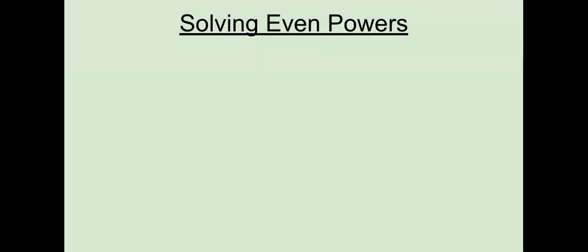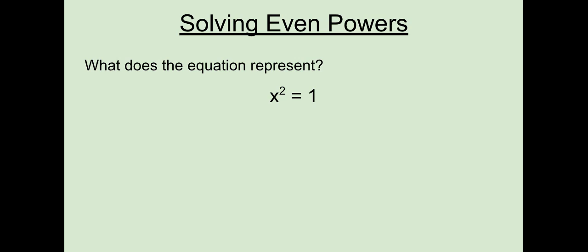Let's solve an even power. We'll get our lowest even. So we're going to solve x squared equals 1. Now, I want to know before I solve this, what does this equation actually represent?